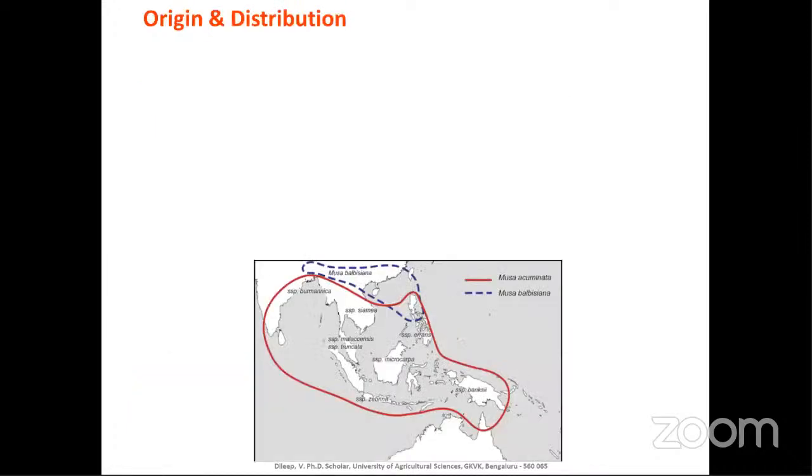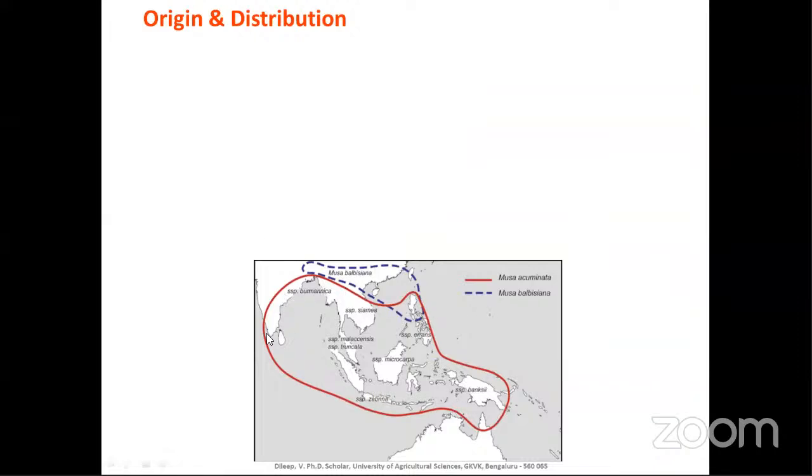And coming to origin and distribution, this is what I was referring to as the Indo-Malayan region. The Malayan region, Indo-Malaya, does not imply India, but it implies the Indian Ocean. So Indo-Malayan: this is the Indian Ocean, and this is the Malayan archipelago. Archipelago means a group of islands, some here and there. It is widely distributed. So this is one of the distributions of the banana species.